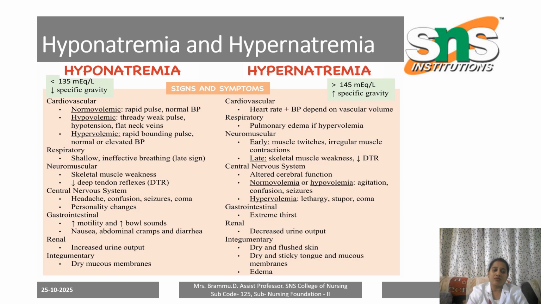So coming to the comparative study, let's find out how hyponatremia and hypernatremia cases look. Before going in depth into the signs and symptoms, you may wonder what is hyponatremia, what is hypernatremia. Ma'am, I don't know how it is. Yes, I'm here to clear that. In hyponatremia, the patient is going to have a sodium level less than 135 milliequivalent per liter, and in case of hypernatremia, the patient is going to have more than 145 milliequivalent per liter.